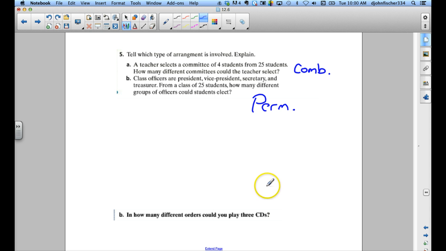In how many different orders could you play 3 CDs? Order matters, so we'll work on this one. It would just be like 3 times 2 times 1. You could play them in 6 different ways.